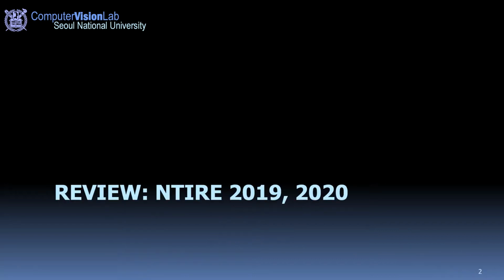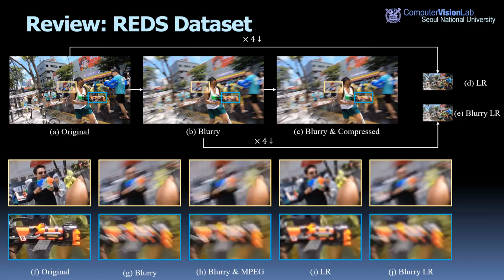Before going into the challenge details, let's review the previous versions of the challenge. 2 years ago, we released REDS dataset in NTIRE 2019 Video Deblurring and Super Resolution Challenges. REDS dataset initially had 4 types of video degradation artifacts: motion blur, motion blur with MPEG compression, low resolution, and low resolution with motion blur. Since then, REDS dataset has served as a benchmark platform for image and video restoration tasks and been used in the NTIRE and AIM challenges.